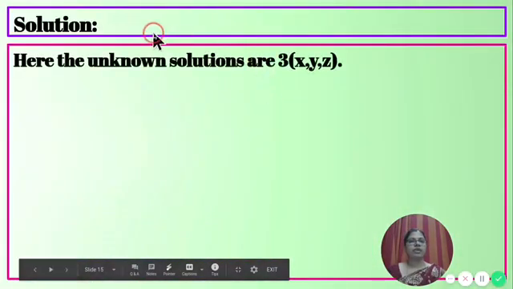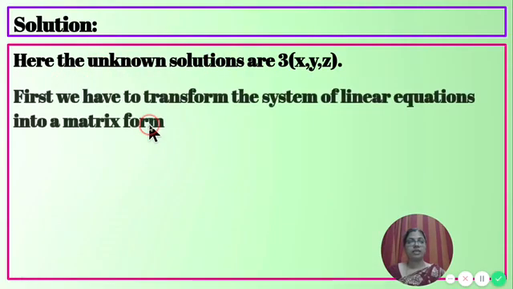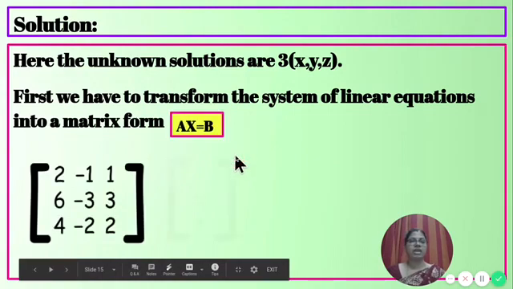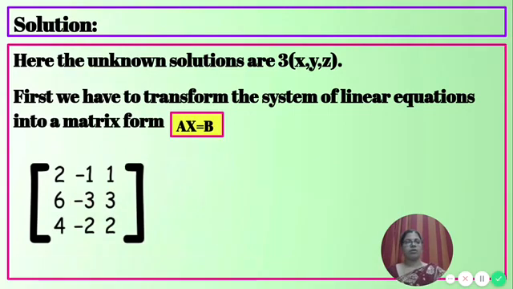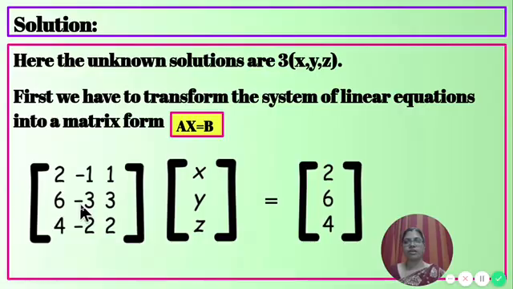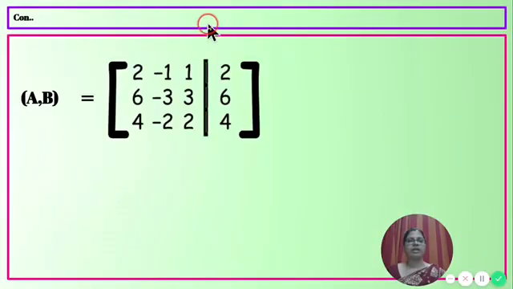First, we say that we have 3 unknowns. Then we have to transform the system of linear equations into a matrix form Ax equal to B. This is a coefficient matrix. This is a matrix formed using the unknowns. This is a matrix formed using the constants. Now we have formed the augmented matrix. I have written the matrix A on my left hand side and matrix B on my right hand side.